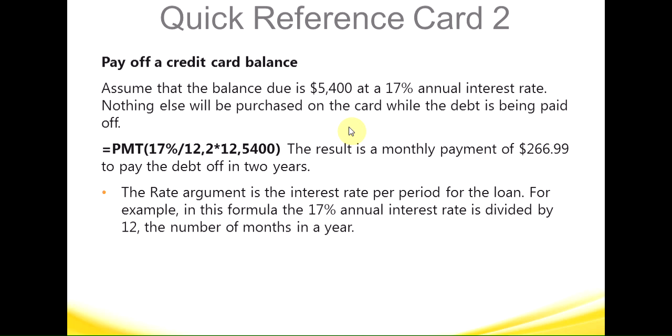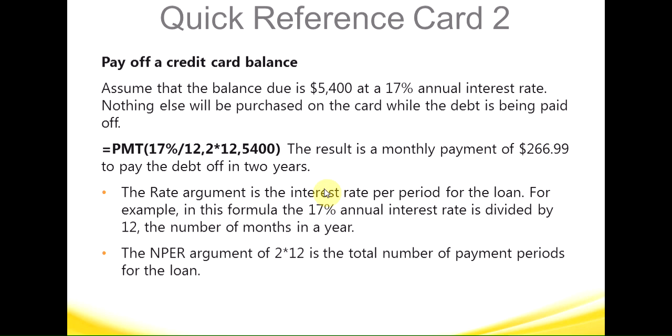For example, in this formula, 17% was the annual interest rate divided by 12, the number of months in a year. The NPER argument of 2 times 12 is the total number of payment periods in the loan. 2 times 12 would be 2 years or 24 months. And lastly, the PV, or present value argument, was the amount of the debt at $5,400.